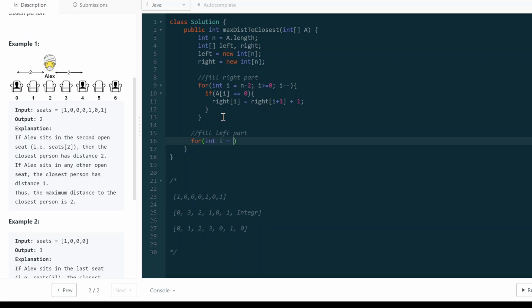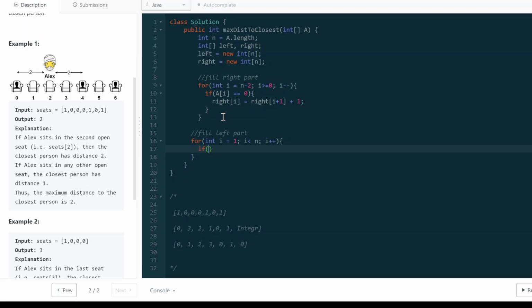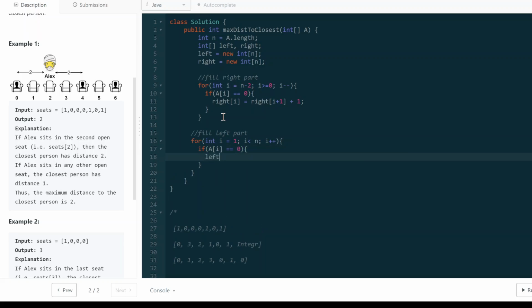And then similarly, we're going to fill the left part also. So for int I equals 1, I less than n, I plus plus, I'm going to say if a of I equals 0, left of I equals left of I minus 1 plus 1.